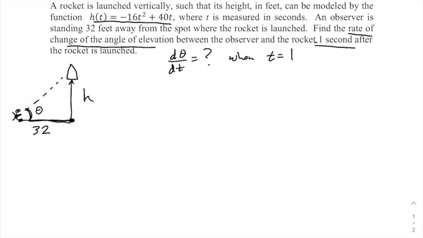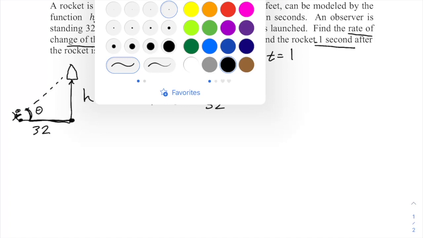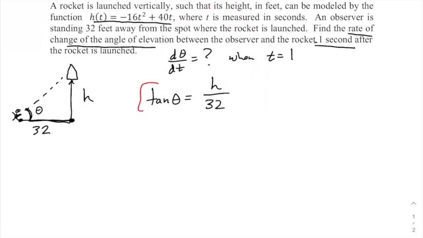And that would be tangent. You've got your angle, that's opposite. This is adjacent. So the easiest way, I would say, is let's establish that no matter where the rocket is, the tangent of theta is always going to be equal to that opposite height over the adjacent 32. Now, hey, we got this. Let's take its derivative, right? Let's differentiate. And we're differentiating with respect to time.